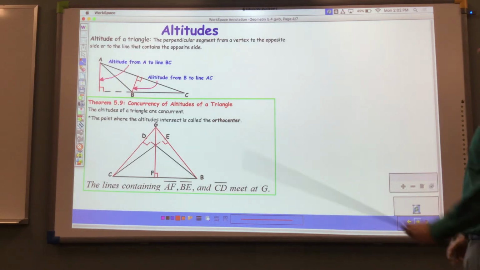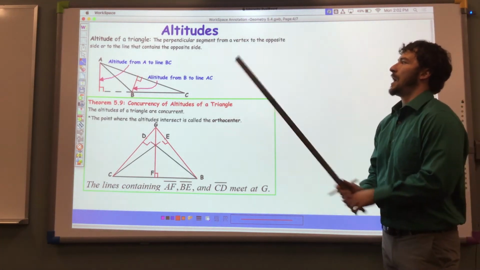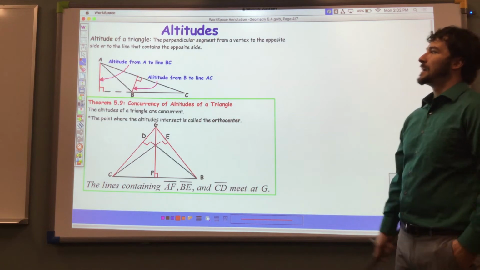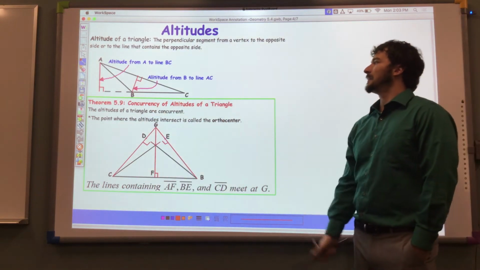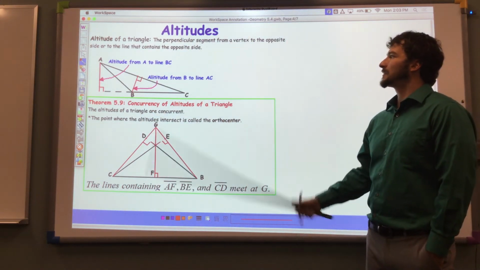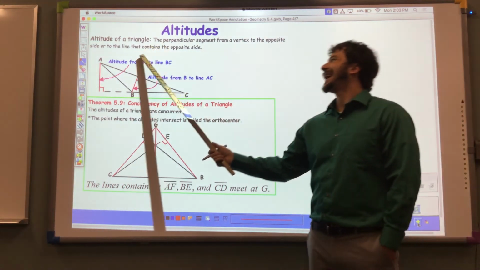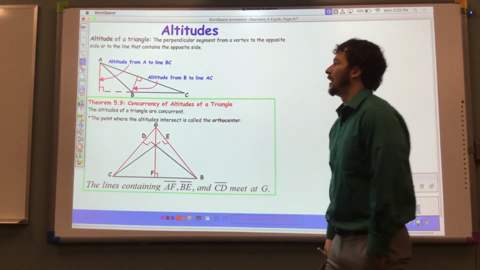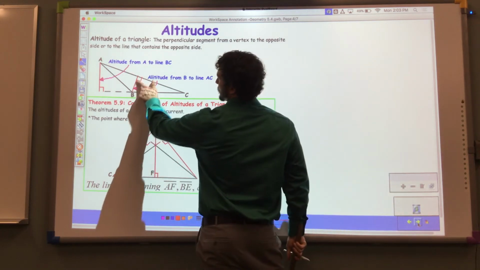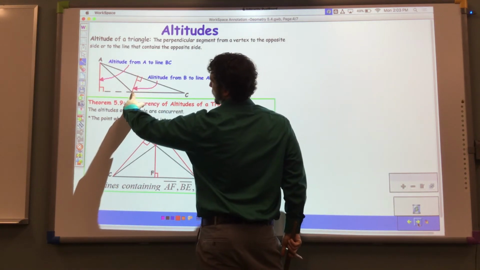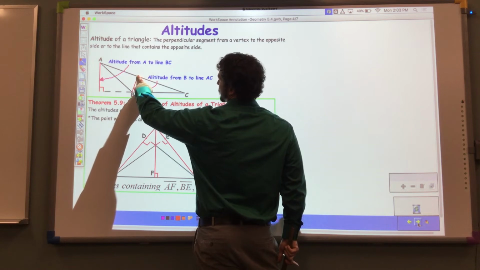Next type of segment we call an altitude. An altitude of a triangle is the perpendicular segment from a vertex to the opposite side, or the line that contains the opposite side. So this is an altitude. It goes from a vertex and makes a right angle at the opposite side.